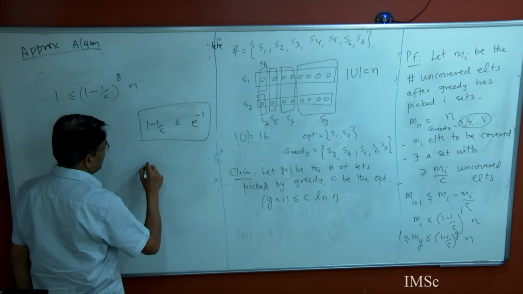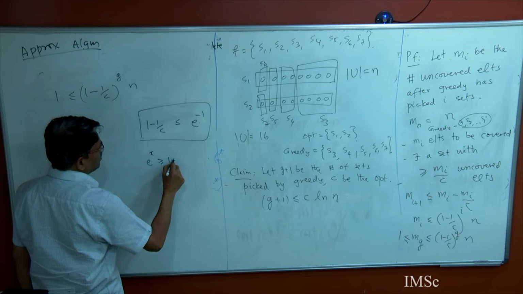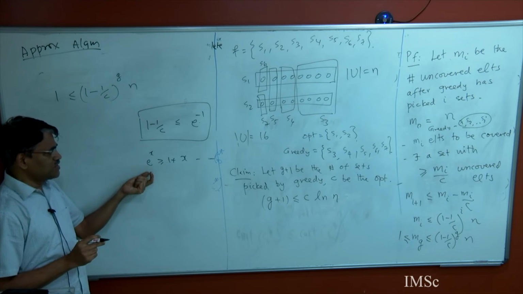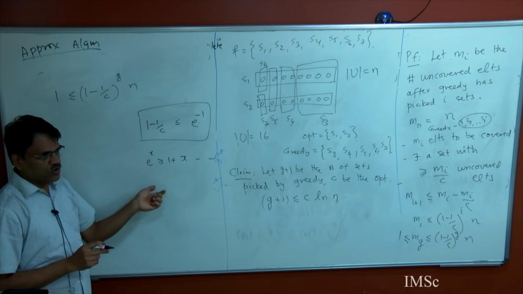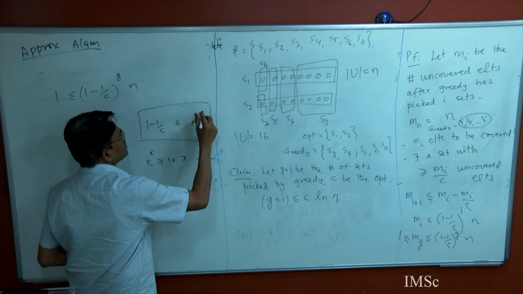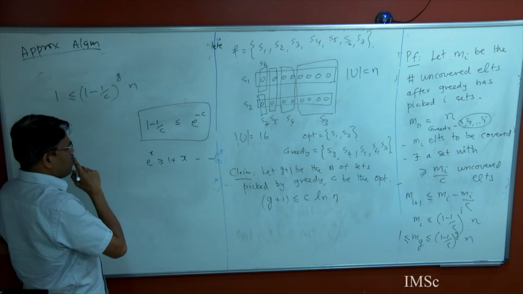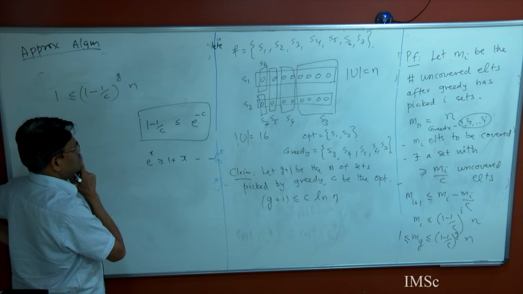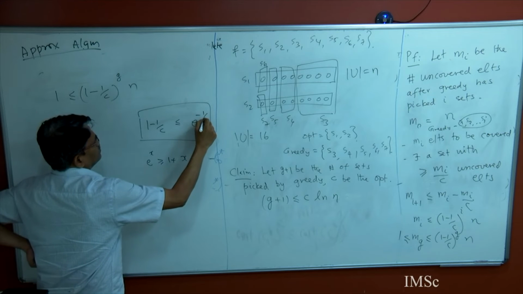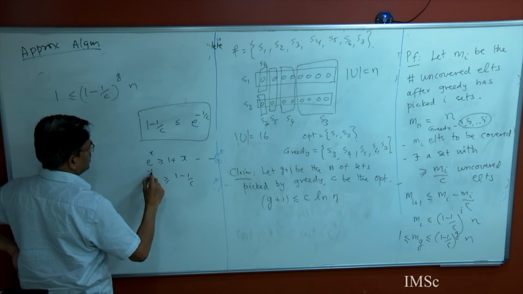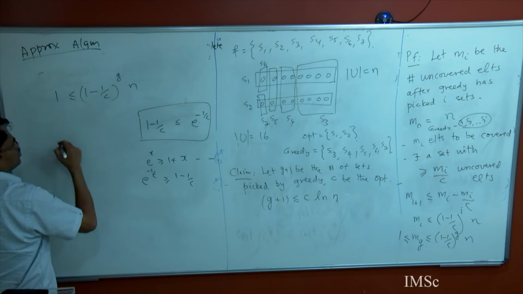Yeah, because why? Because e power x is greater than or equal to 1 plus x, right, for any x, zero, negative, positive, because by Taylor series e power x is 1 plus x plus x square by 2 factorial and so on. So, now if I put x to be, what do I have to put? Minus 1 by c, then I have 1 minus 1 by c is less than or equal to e power minus 1 by c.